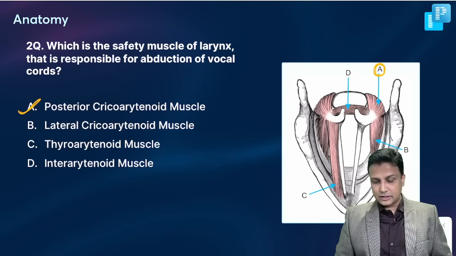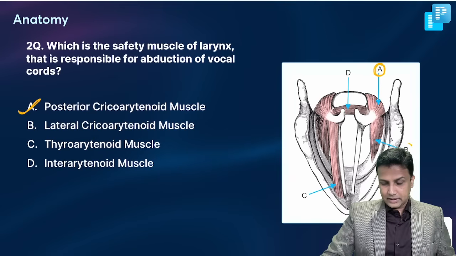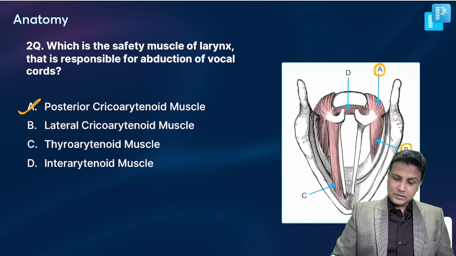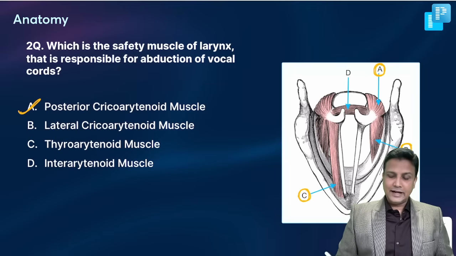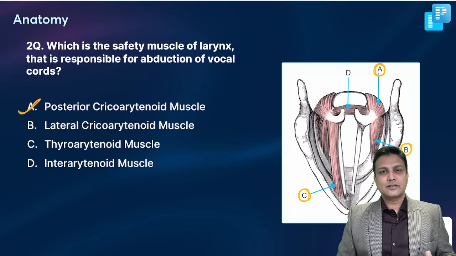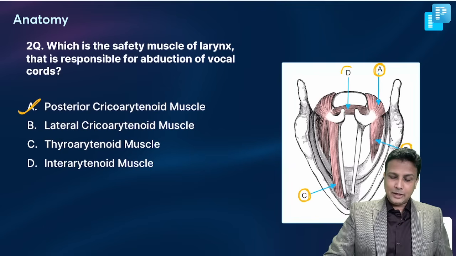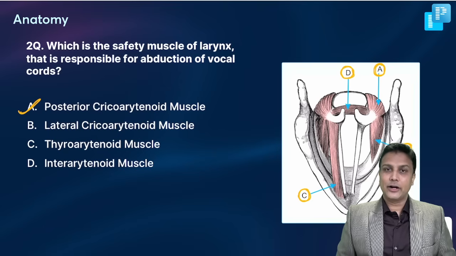Option A will be the posterior cricoarytenoid muscle. Apart from that, option B here, this one will be the lateral cricoarytenoid muscle. And option C here, that is between the thyroid cartilage and the arytenoid cartilage there. So therefore, it is thyroarytenoid muscle. And finally, option D here will be between the two arytenoid cartilages, and that will be the transverse arytenoid muscle.